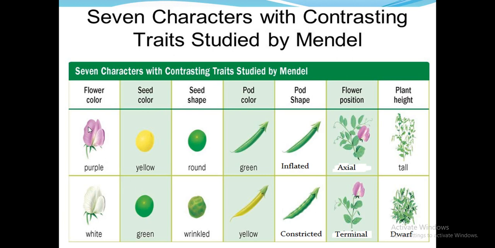For example, flower color. Purple flower color is dominant over white flower color. Yellow seed is dominant over green seed. Round seeds are dominant over wrinkled seeds. Green pods are dominant over yellow pods. Inflated pods are dominant over constricted pods. Axial flowers are dominant over the terminal flowers, and the tall character is dominant over the dwarf character.